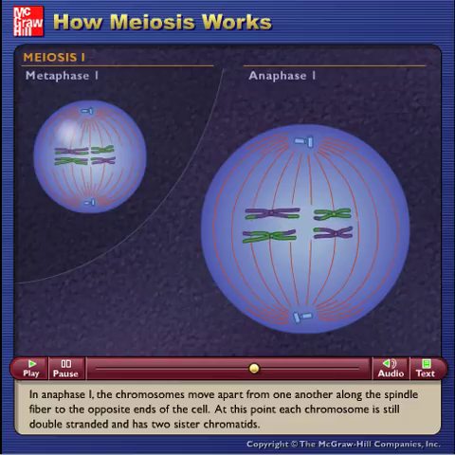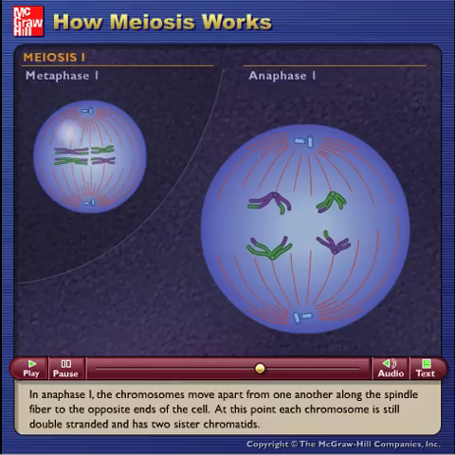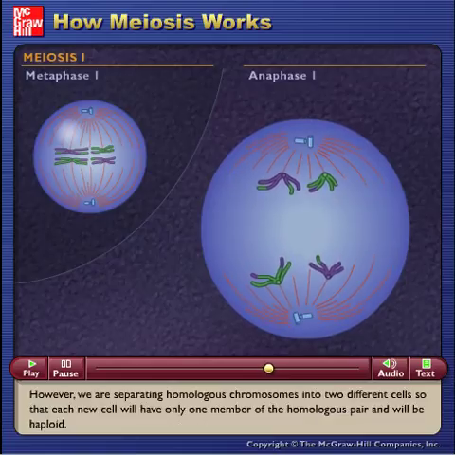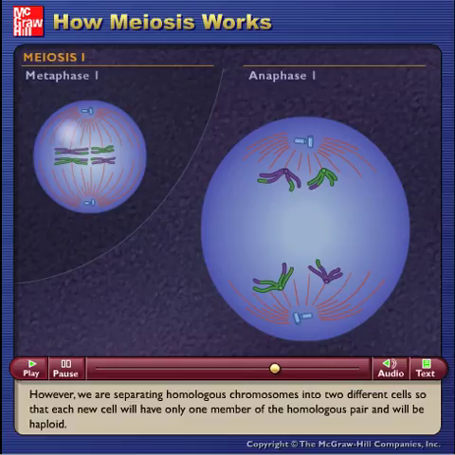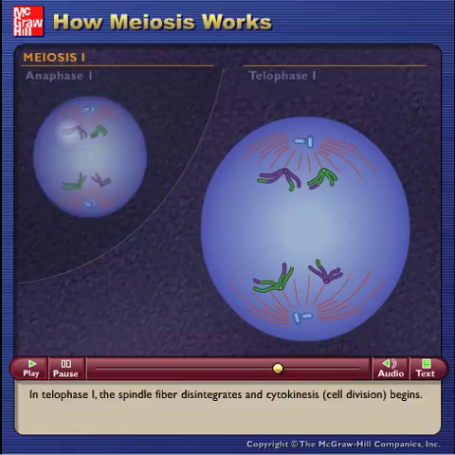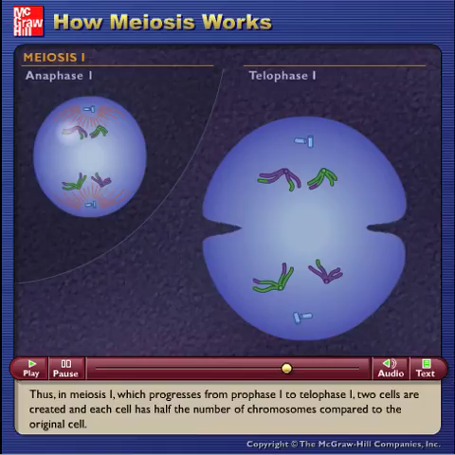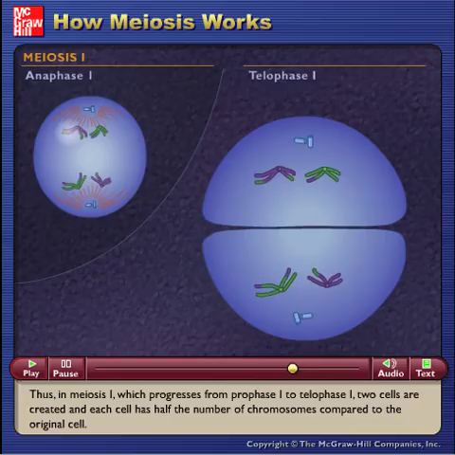In anaphase I, the chromosomes move apart from one another along the spindle fiber to the opposite ends of the cell. At this point, each chromosome is still double-stranded and has two sister chromatids. However, we are separating homologous chromosomes into two different cells, so that each new cell will have only one member of the homologous pair and will be haploid. In telophase I, the spindle fiber disintegrates and cytokinesis, cell division, begins. Thus, in meiosis I, which progresses from prophase I to telophase I, two cells are created, and each cell has half the number of chromosomes compared to the original cell.